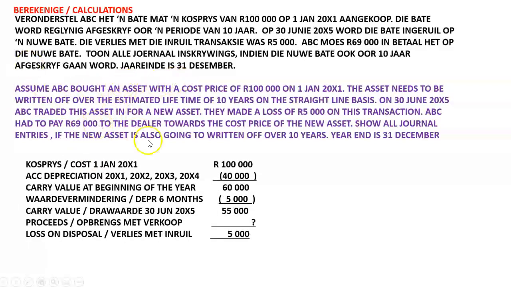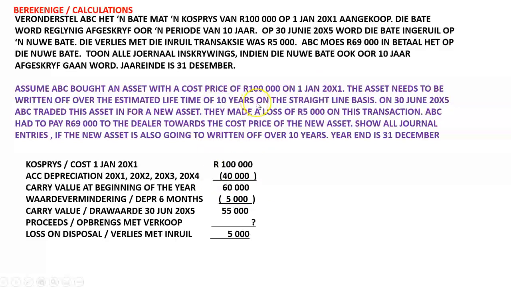First step is to determine the carry value of the asset as at the beginning of the year. The cost price of the asset on 1 January was 100,000. We've written it off over 10 years and 4 years has gone past up to the beginning of the current financial year. So the carry value of the asset at the beginning of the year is 60,000.